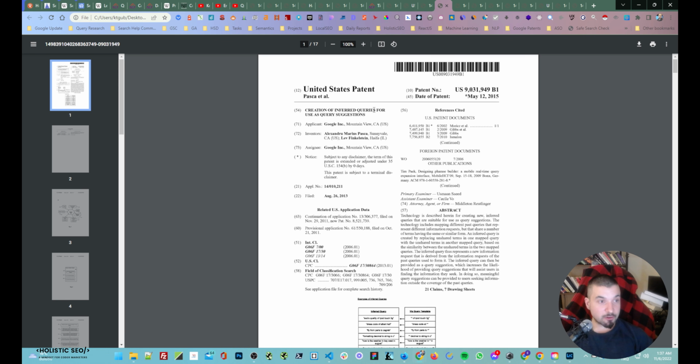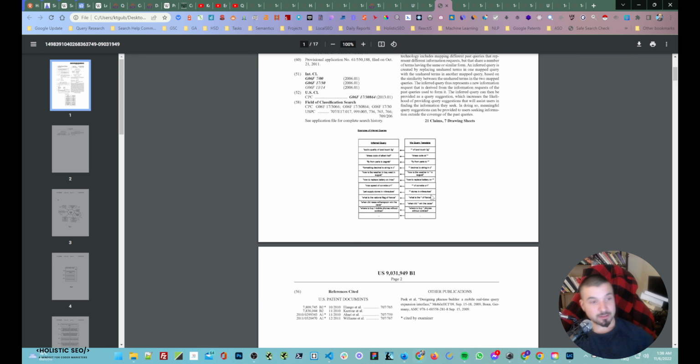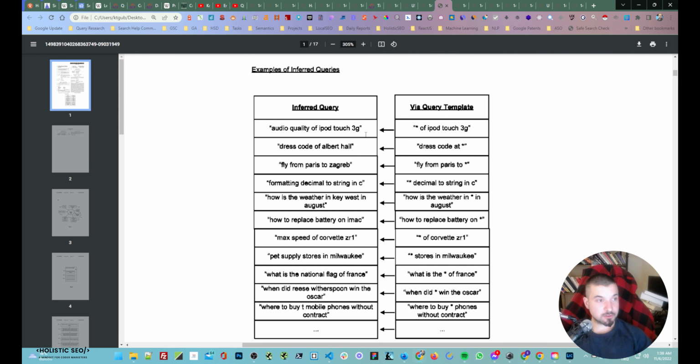Creation of inferred queries for use as query suggestions, inferred queries. Again, this requires actually lexical relations, and here we have the query template. Template, I love the word template in semantics, but I won't dive in there because if you want to get the query template, you need to read lots of things, but once you get it, it's an amazing tool. And this is the query template. Whenever you see a template, even if there is no search demand, search engine will be constructing a new SERP.